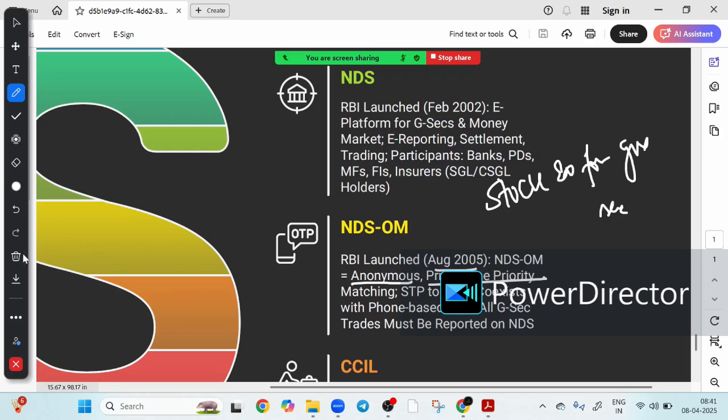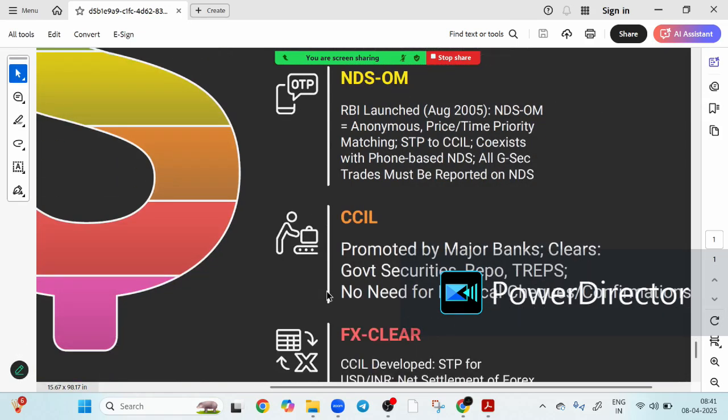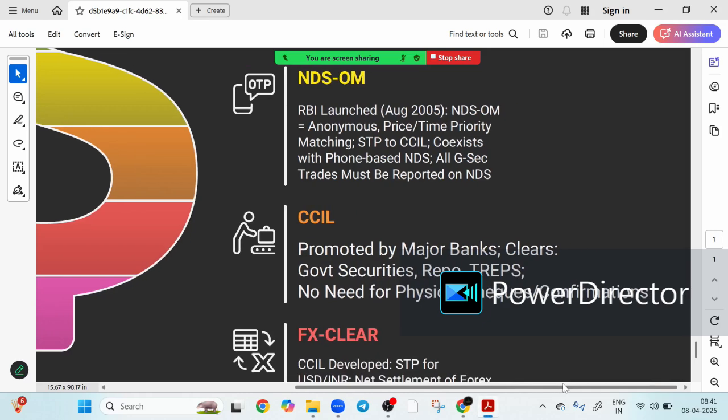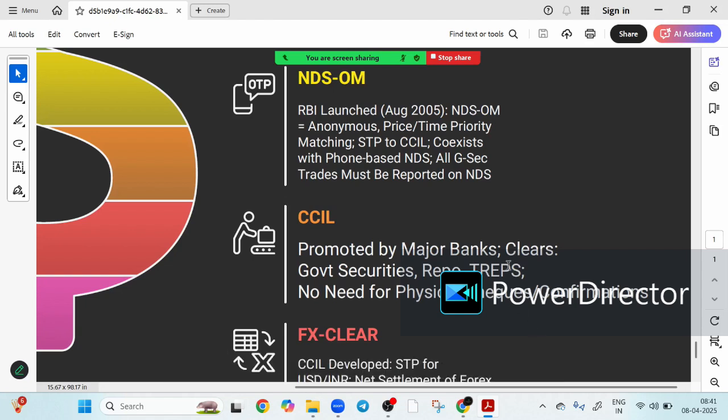market participants. If you go toward the CCIL, that is Clearing Corporation of India Limited. Remember that this is promoted by major banks, and CCIL clears government securities, TREPS, tri-party repo, right? And the best part is that there is no need for physical checks or confirmation messages. Everything is electronic, secure and guaranteed. TREPS is called tri-party repo.